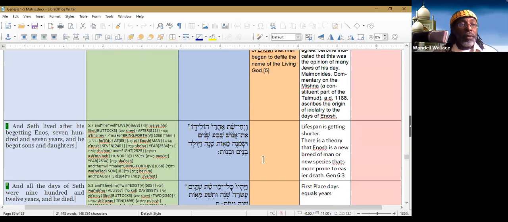And Seth lived after begetting Enosh 707 years. He begot sons and daughters who are not mentioned yet again. Lifespan is getting short, if you notice. There is a theory that Enosh is a new breed of man, or a new species that's more prone to easier death, which will coincide with Genesis 6:3. I'm not saying Genesis 6:3 mentions that. I'm just saying that about that time, God gets fed up with man and says, hey, look, you got to die, brother. I'm going after the life that's in you. I'm going after the air you breathe.